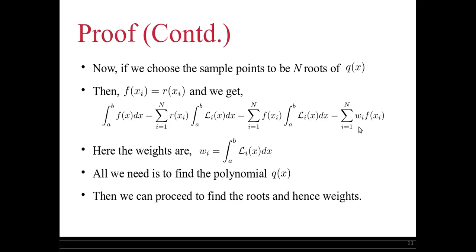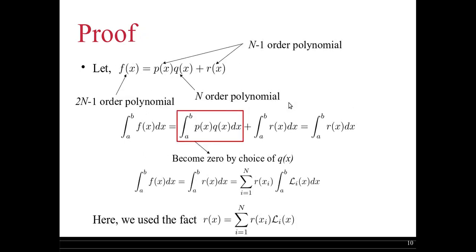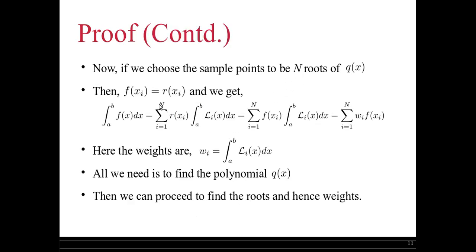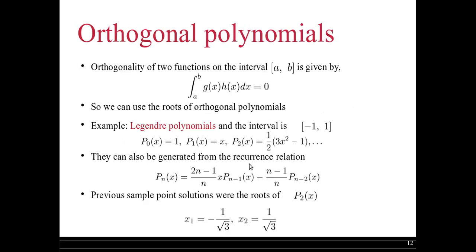So if you can choose such a q(x), an nth order polynomial, in such a way that this integration becomes 0, and you choose the sample points x_i as the roots of the polynomial q(x), then it will be exact. So this is proved. Now all we need to find is the polynomial q(x). Then we can proceed to its roots, and hence I can compute the w_i weights.